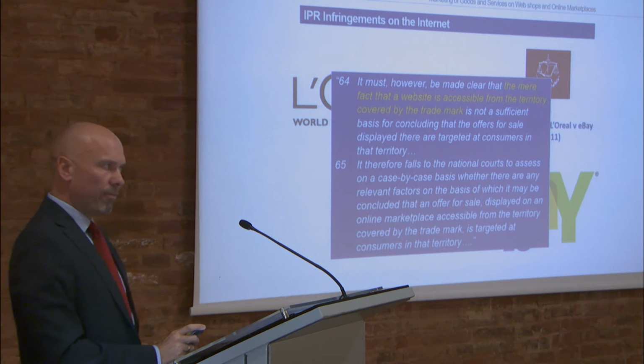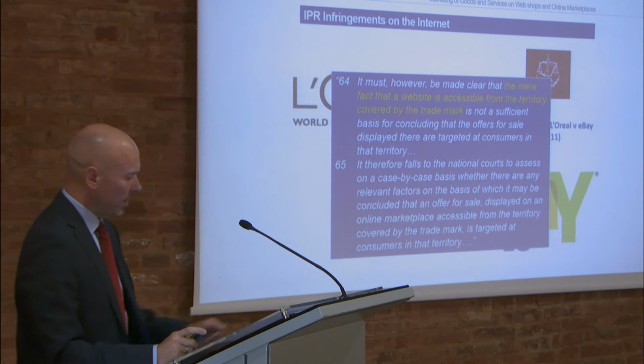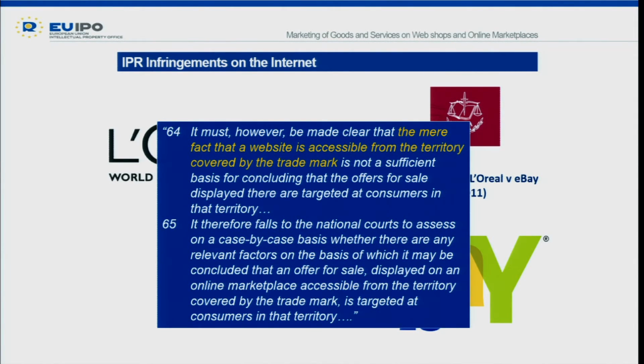And the court confirmed the finding that we had already seen in the UK ruling. The mere fact that a website is accessible from the territory covered by the trademark is not sufficient for trademark violation. But it falls to national courts to assess on a case-by-case basis whether there are any relevant factors on the basis of which it may be concluded that an offer for sale is targeted at consumers in that territory. So we have to see, based on all the evidence in the case, is there a targeting of consumers in an area where the trademark is protected?